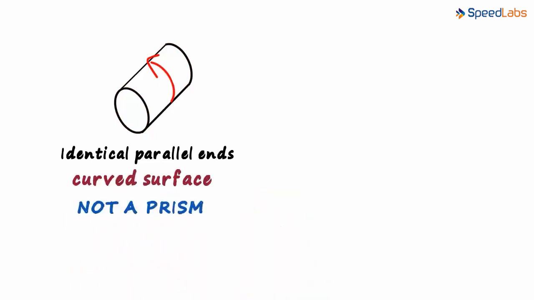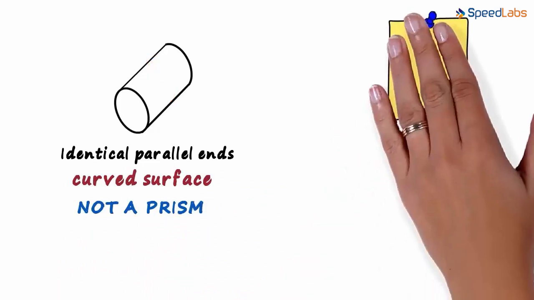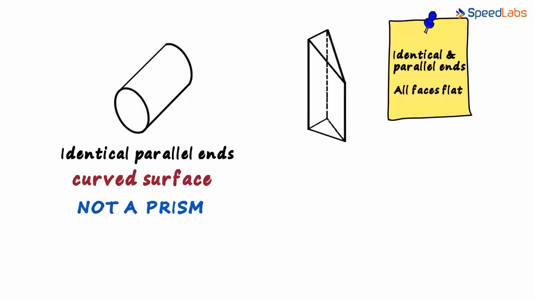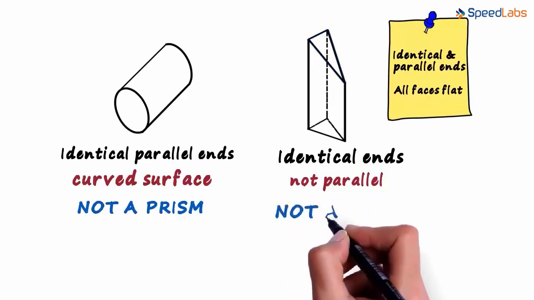I want to emphasize there are only two things that make a three-dimensional shape a prism: identical and parallel ends, and all its faces flat. Here, the ends are flat, but the surface is curved, so it's not a prism. Here's another figure. First, we look at the ends. Both are triangles, and hence we can say that this figure has identical ends. But wait, they are not parallel. The upper triangle is slightly tilted. So this figure as well is not a prism.